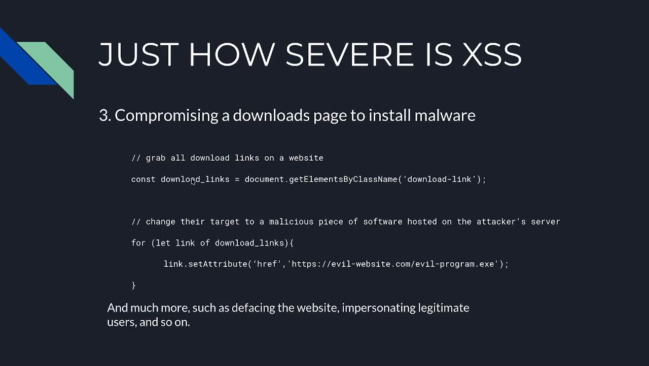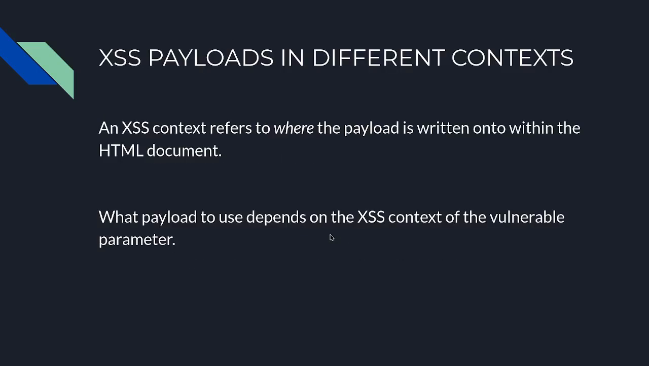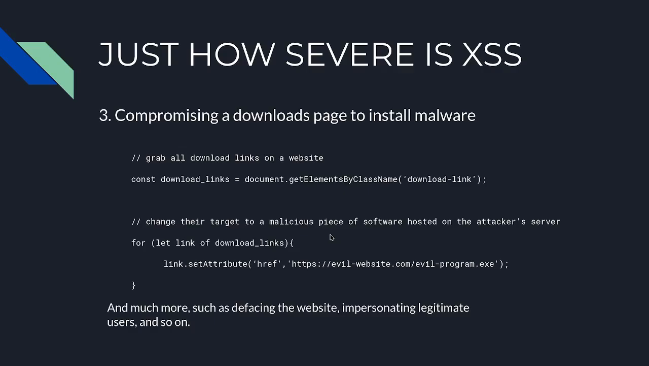Here what's happening is that it's grabbing every download link using this class name. Then the attack is essentially setting all these download links to reference this URL instead of the actual download link, so that whenever a link is clicked on, this request is sent to this website, and then this program gets downloaded. So XSS can perform much more than simply popping up an alert, right?